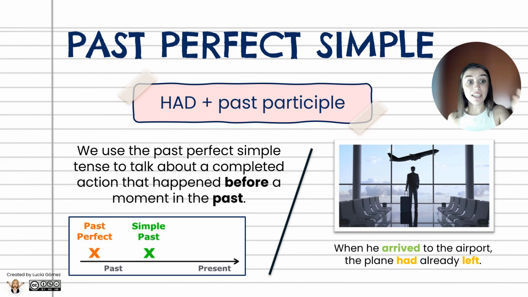My arm, using had for all subjects and then the past participle.